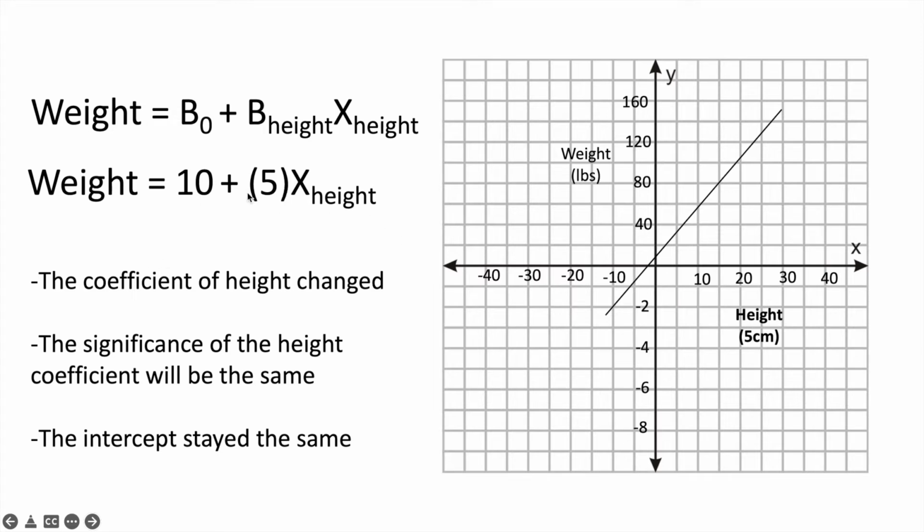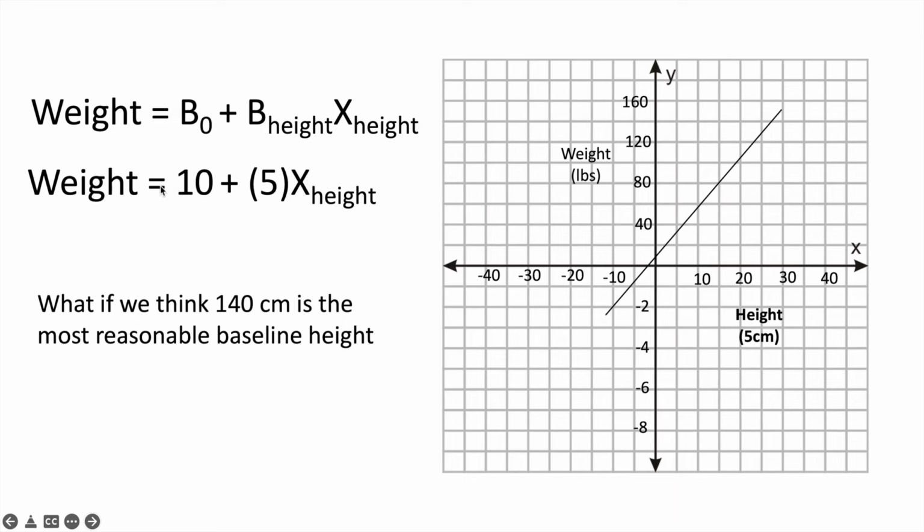Say it was significant, like a value of 0.01, it would be the exact same, because the relationship hasn't changed. We just changed the units, basically, that it's occurring over. The intercept also stayed the same. It's still 10.